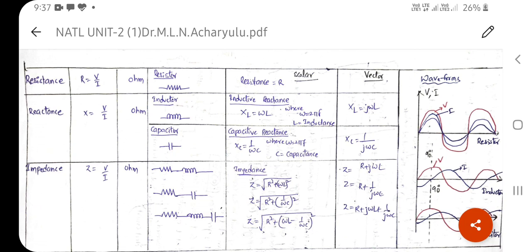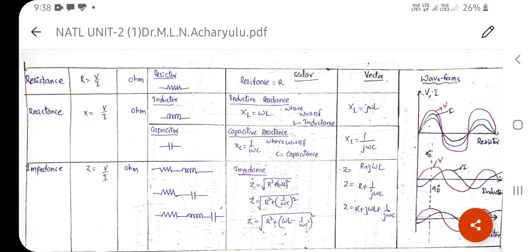If you come to the reactance part, X is equal to V by I, which is also in ohms. For the inductor, XL equals omega L, where omega is 2 pi f and L is the inductance. In complex form, XL equals j omega L and XC equals 1 by j omega C. The voltage and current are 90 degrees apart. The voltage leads in the inductor, and the current leads in the capacitor. That is, the voltage lags in the capacitor and the current lags in the inductor.